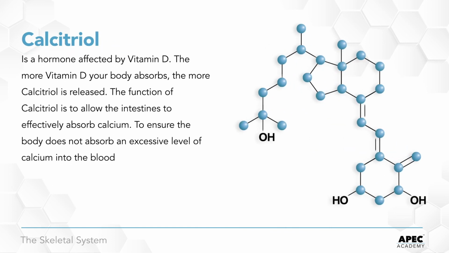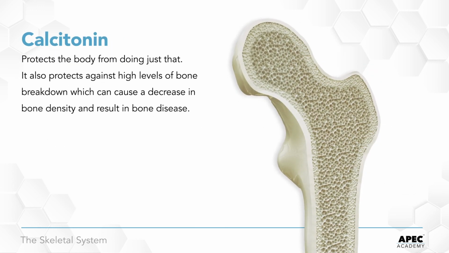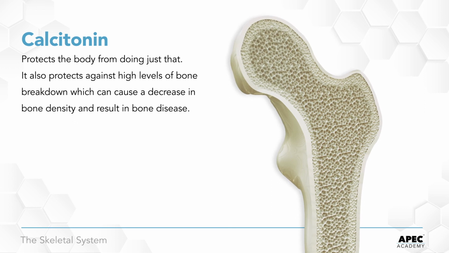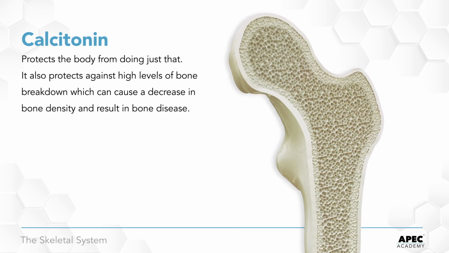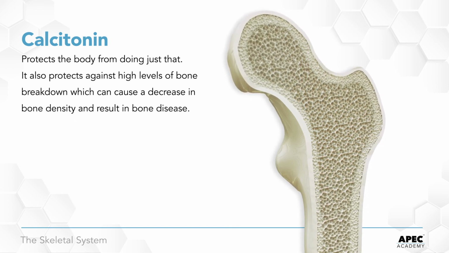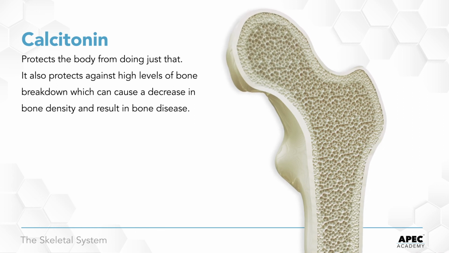Calcitriol is a hormone affected by vitamin D. The more vitamin D your body absorbs, the more calcitriol is released. The function of calcitriol is to allow the intestines to effectively absorb calcium. To ensure the body does not absorb an excessive level of calcium into the blood, calcitonin protects the body from doing just that. It also protects against high levels of bone breakdown, which can cause a decrease in bone density and result in bone disease.